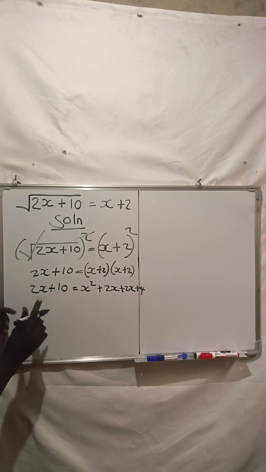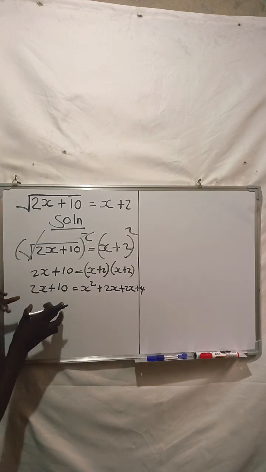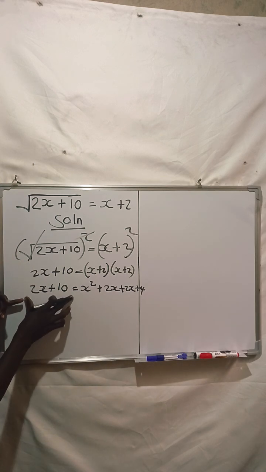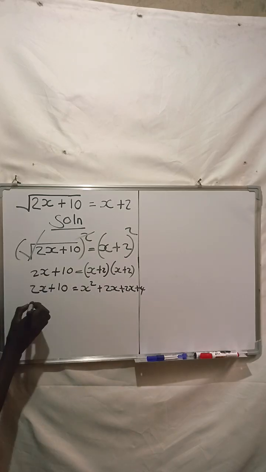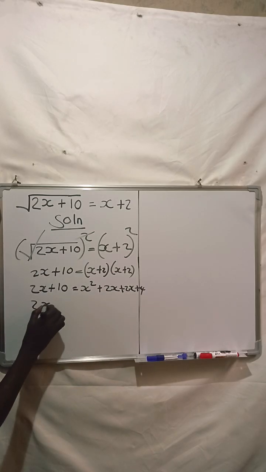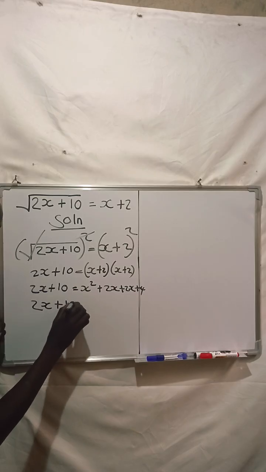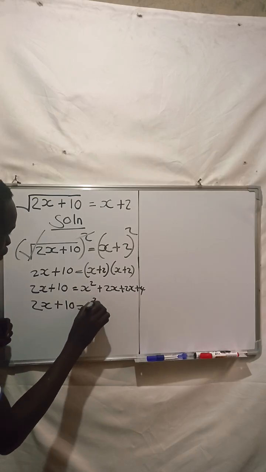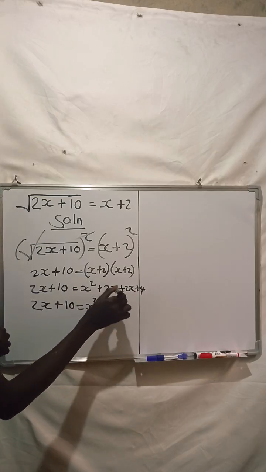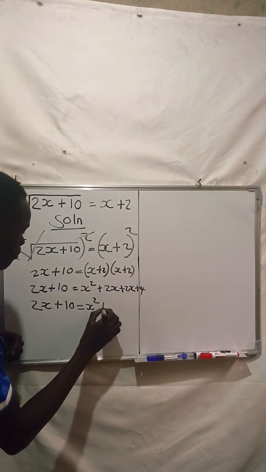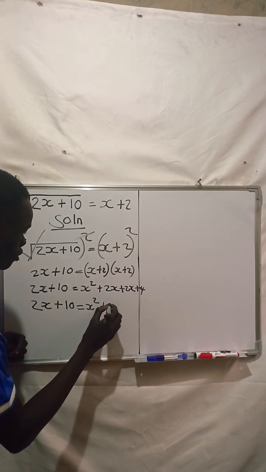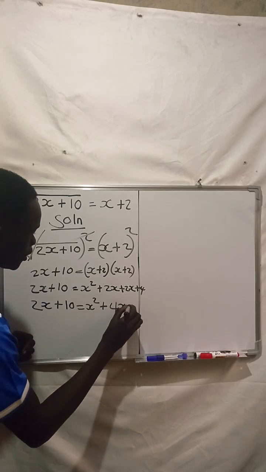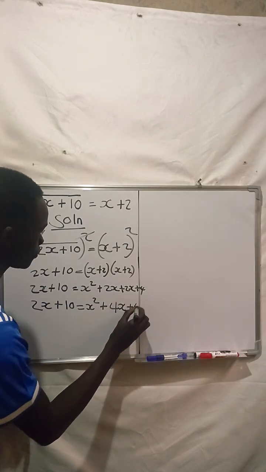What next is we have to take the whole of this. Let us first add this. Now here we're having 2x plus 10 equal to x squared, 2x plus 2x, we are going to have plus 4x, then plus this 4 here.